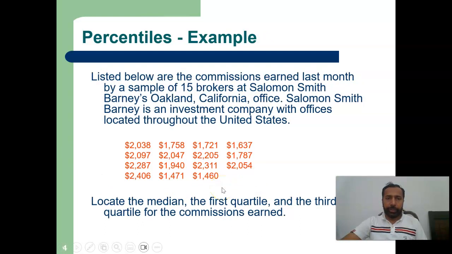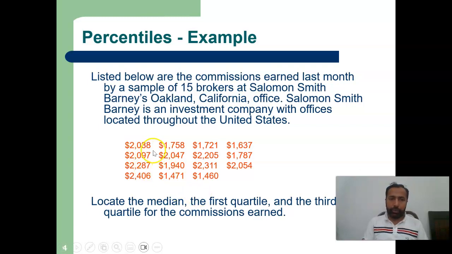This is an example in which there are some brokers who are working in an investment company, and this is the data of the commissions they earned last month. The detail is also written here: listed below are all the commissions earned last month by a sample of 15 brokers at the Solomon Smith Barnes Oakland, California office. Solomon Smith Barnes is an investment company with offices located throughout the United States. So broker number one earned $2,000, the second broker also earned $2,000, and so on.